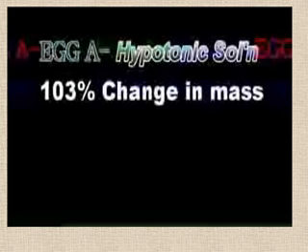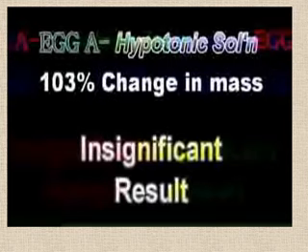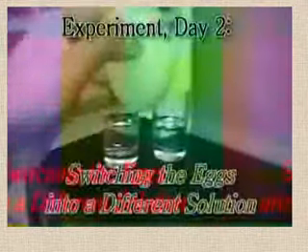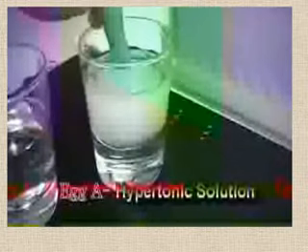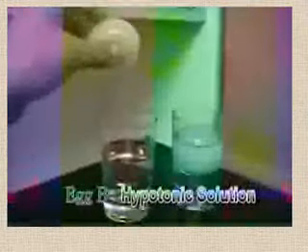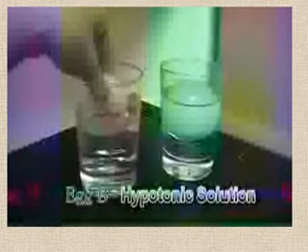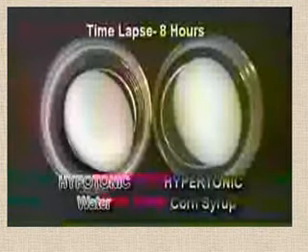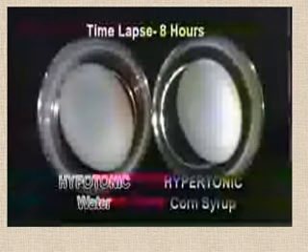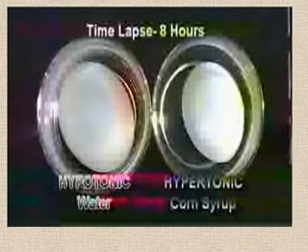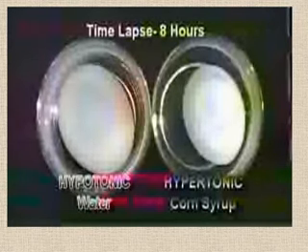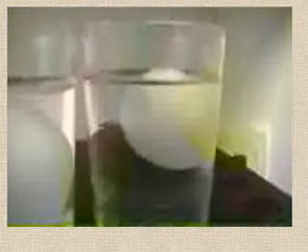However, 103% change in mass is not very significant. So how about we try this experiment again, but switch the eggs? This time, egg A is going in the hypertonic solution, which is still on the right. Egg B is going in the hypotonic solution, which is still on the left. After several hours, mass your eggs again.